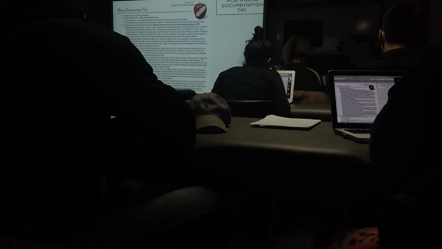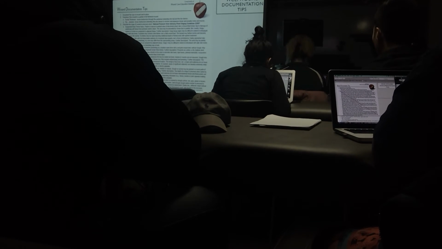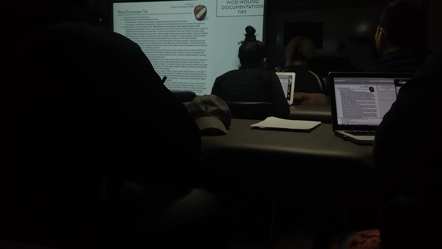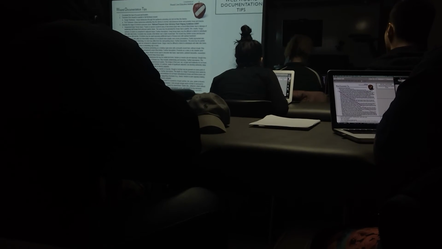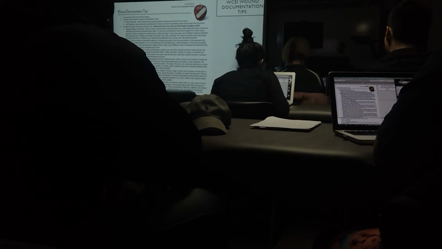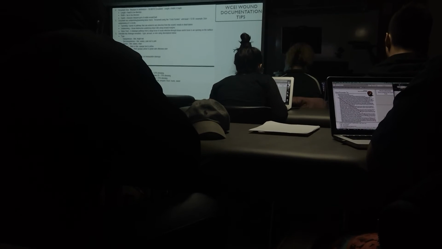So you document the type of wound, the location, and the thickness. Is it a partial or full thickness wound? It gives you some guidelines there. Remember, partial thickness extends to but not through the dermis. Full thickness is through the dermis. What's their size? What's the depth?